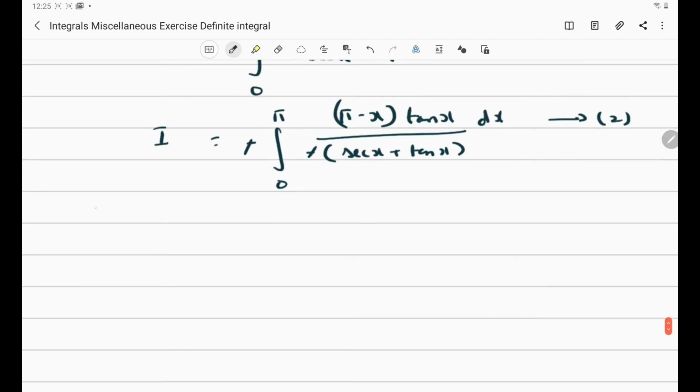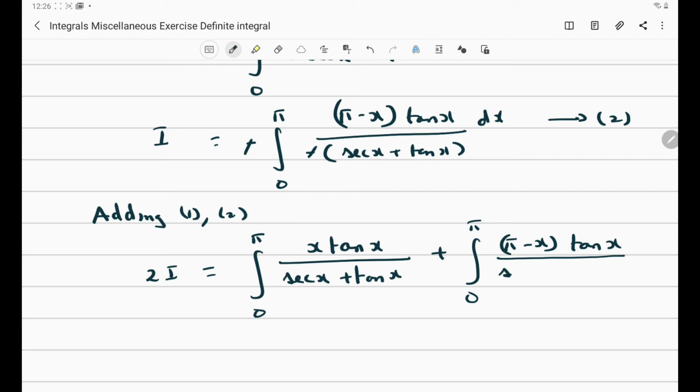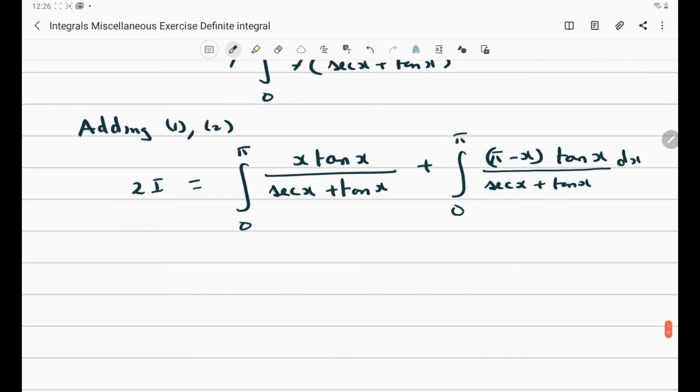So adding 1 and 2, we get 2I equal to 0 to pi x tan x by secant x plus tan x, plus 0 to pi pi minus x into tan x by secant x plus tan x dx.